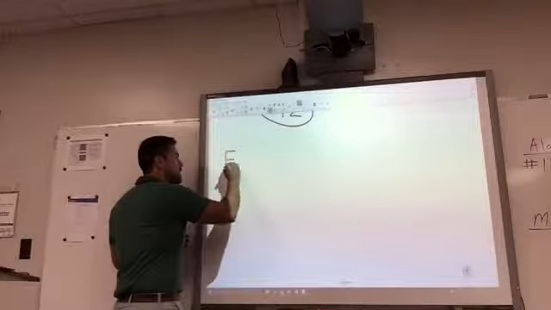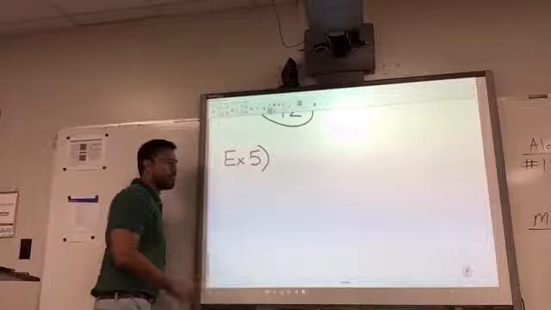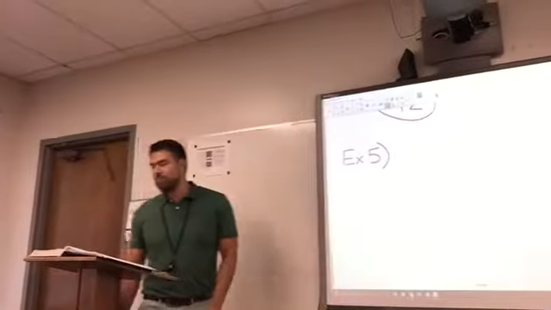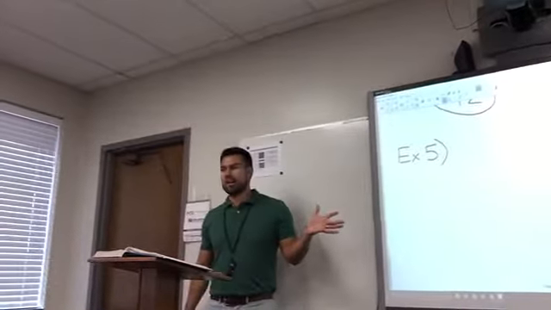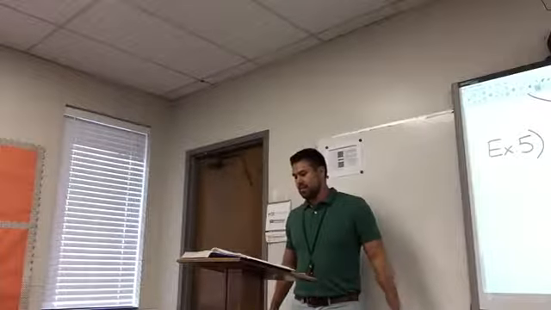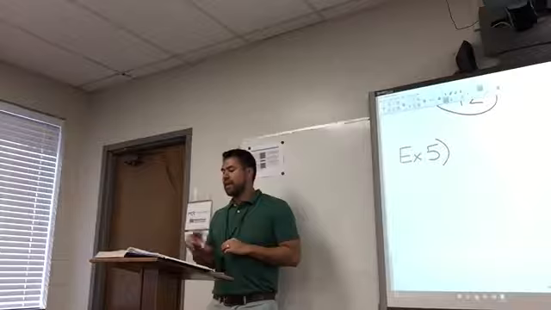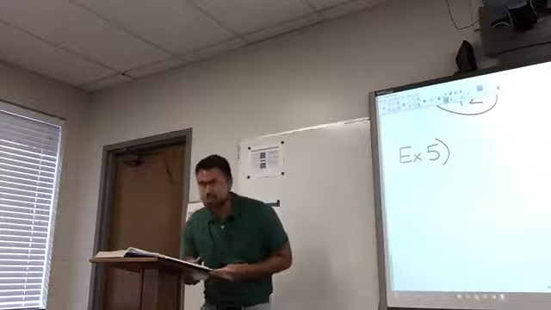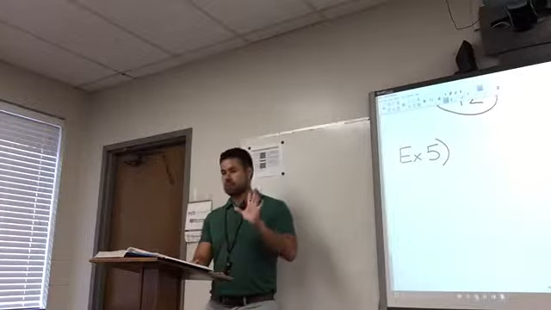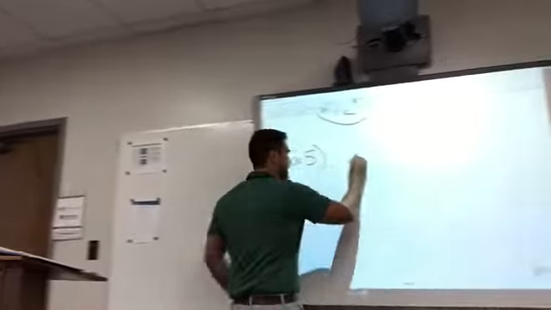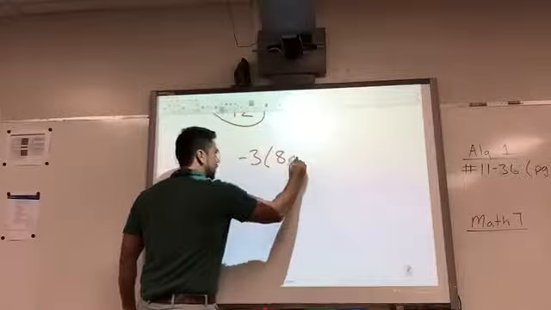Example 5 is the last one. This is where people get tripped up. Read me the problem, somebody. Someone read me example 5 out loud, Davis. Find the product of negative 3 and 8m. Okay, find the product. What does the word product refer to? Multiply. So multiply negative 3 and 8m.